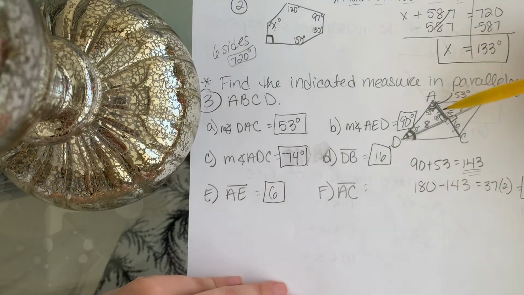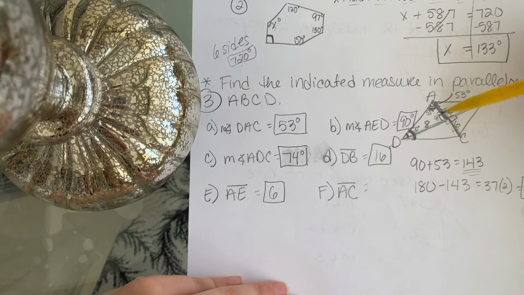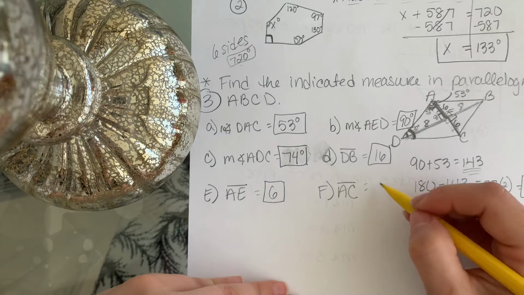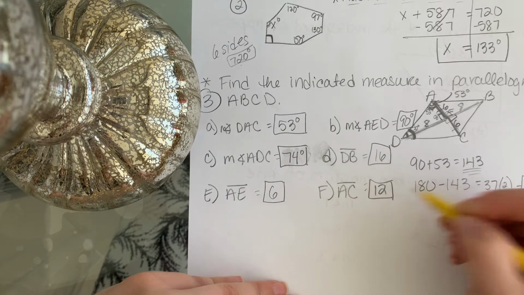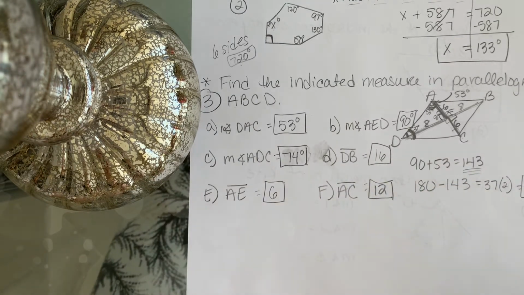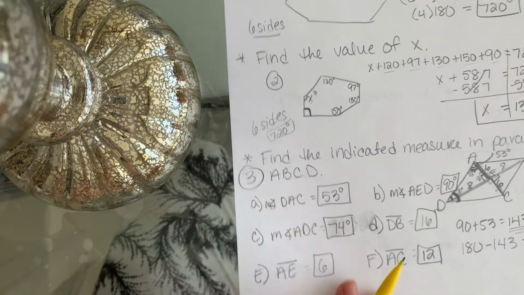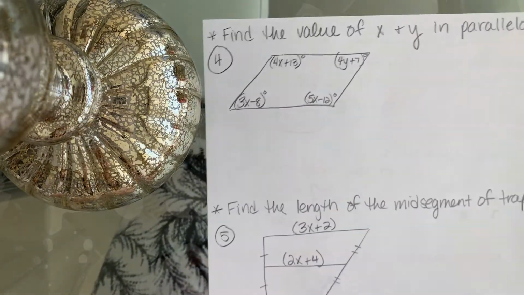And then finally, the whole segment, AC. This piece was 6 and this piece is 6, so that makes it 12. And that's how you find those measures. Now let's flip over to the back.